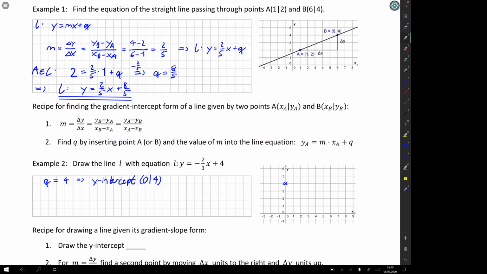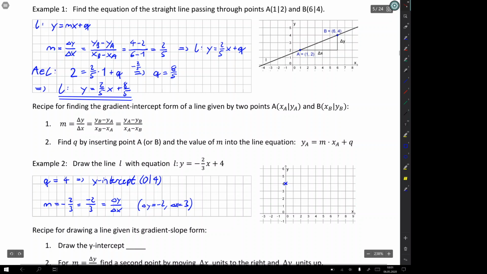The gradient m is minus 2/3. I can rewrite that as minus 2 divided by 3. And now remember that this is delta y divided by delta x. So here the delta y is minus 2 and delta x is 3. So what we do now, we use this delta x and delta y. So I start here at this point that is on the line.